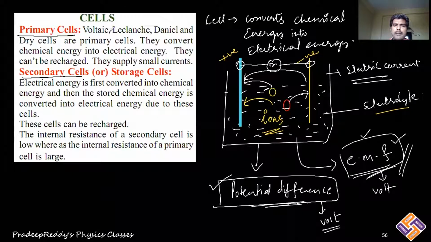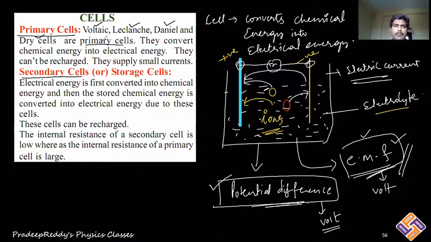These are called primary cells: voltaic cell, Leclanche cell, Daniell cell, and dry cells. Voltaic, Leclanche and Daniell are the basic cells, like initially, long before they were discovered. Dry cells are the modified form of all these. We use a solid in a dry cell.